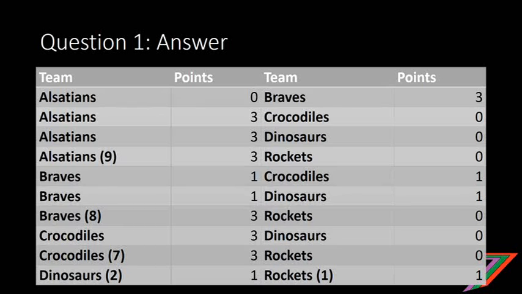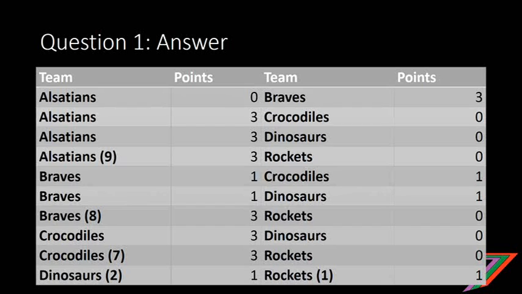And you've got the Braves. They've got 8 points. So the only way you could get 8 points would be with 2 wins and 2 draws. So therefore the Braves have not lost. Therefore we can assume then that the Braves actually defeated the Alsatians, and that was the Alsatians' only defeat. Therefore the Alsatians would have beaten the Crocodiles, the Dinosaurs, and the Rockets to get their 9 points.